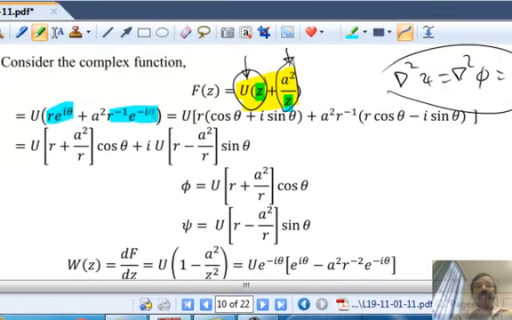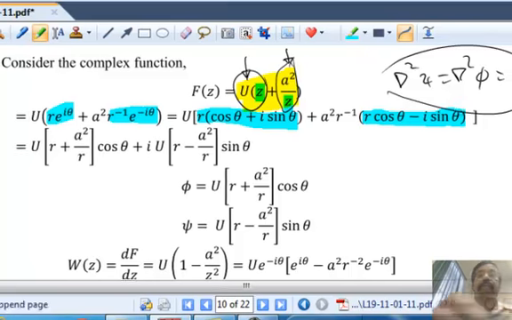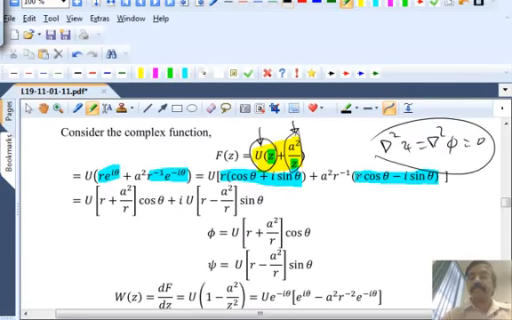So here r to the power minus 1, because z appears in the denominator, e to the power minus i theta. Then do the expansion. The expansion is r (cos theta plus i sin theta) plus a square times r to the power minus 1, which remains the same. But e to the power minus i theta is simply cos theta minus i sin theta.